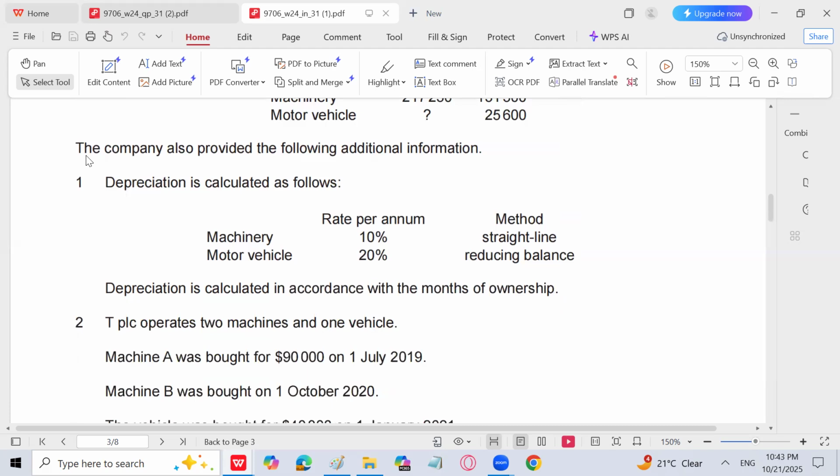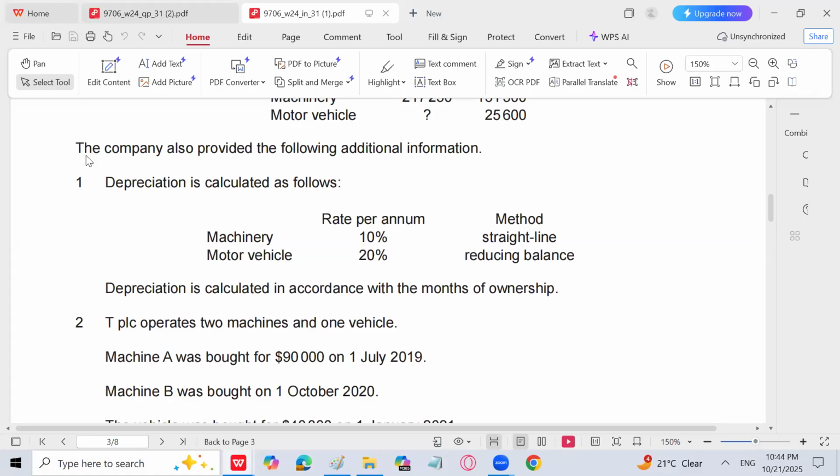Depreciation is calculated as follows. Machinery: rate per annum 10% straight line. Motor vehicle: 20% reducing balance method. Depreciation is calculated in accordance with the months of ownership. That is very important. That means you have to calculate depreciation on a month-to-month basis. So that is very important.